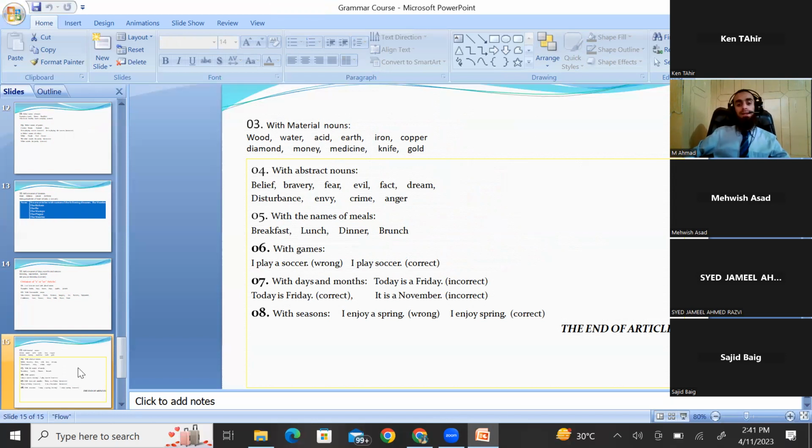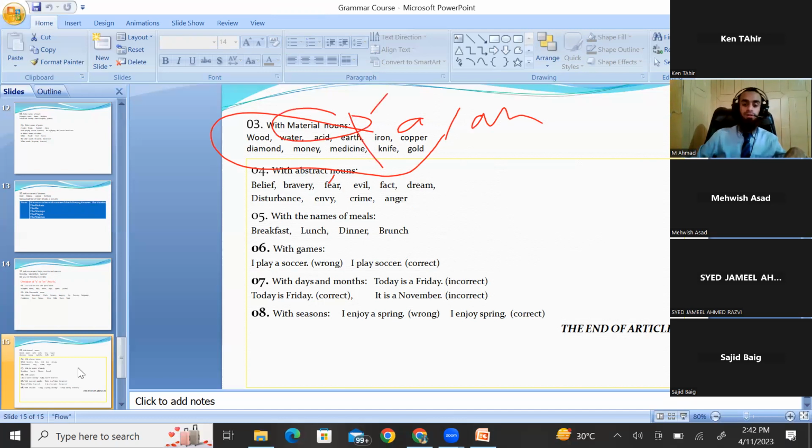Material nouns: when substances combine together and form a new substance, like acid, water, wood, earth, iron, copper, diamond, money. Before all these material and uncountable nouns, we cannot use a or an. Not a money, a medicine, a knife. A knife is very sharp. A gold is very glittering, right? Shining, right? Charming. So these shouldn't be used before material nouns and uncountable nouns.